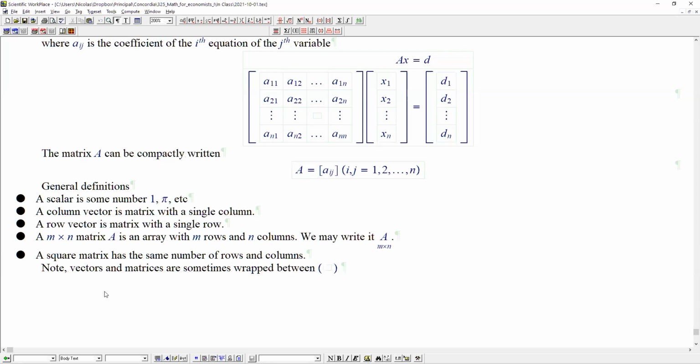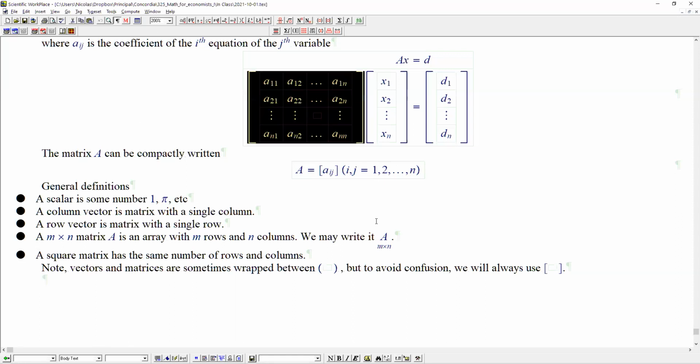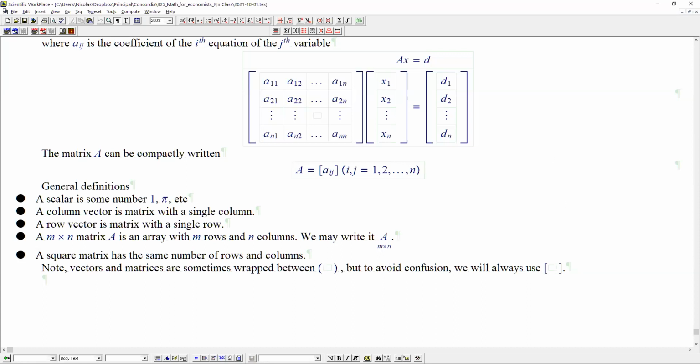Sometimes you see parentheses instead of square brackets, but to avoid confusion, all right. It's a notation thing again, but sometimes you may see parentheses instead of brackets, but we'll always use brackets. Yeah, many notations.